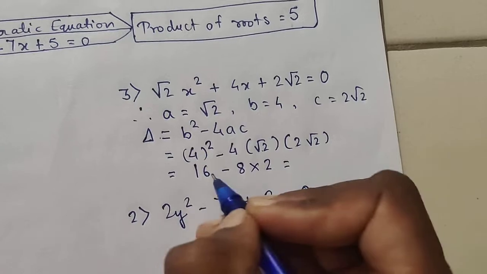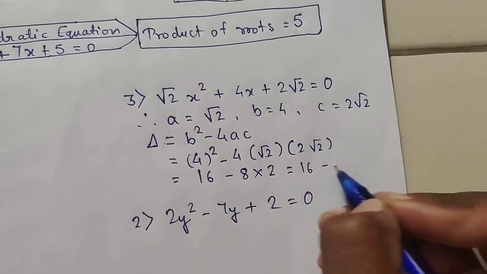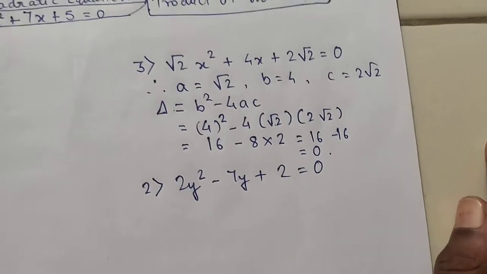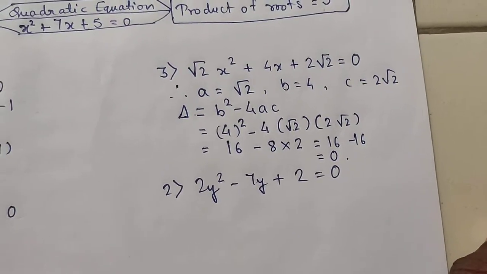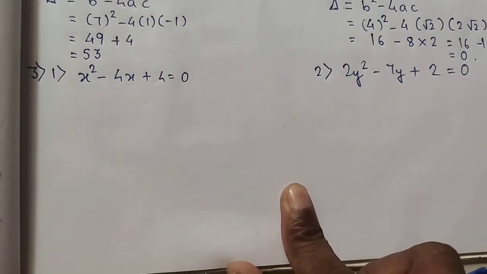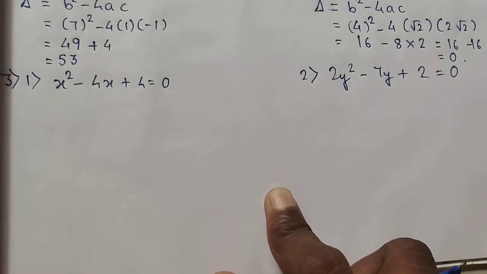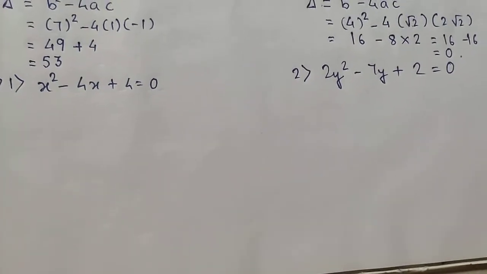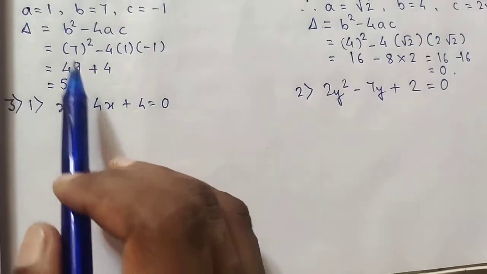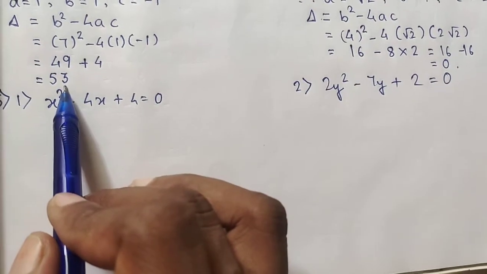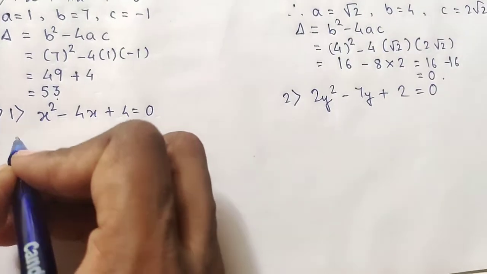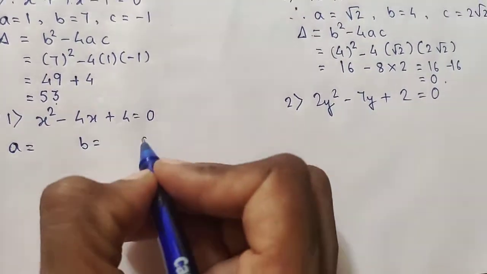Okay. Now let us solve this. This is 16 minus 8 2s are 16. So 16 minus 16 gives you 0. So in this case you got delta value 0. Okay. Now let us see question number 3. In question number 3, you have to decide the nature of the roots. That is, you have to write the nature of the roots. So again we are going to follow the same method. First we are going to find out delta, and after that we are going to comment on delta. So let us first write these values of A, B and C.